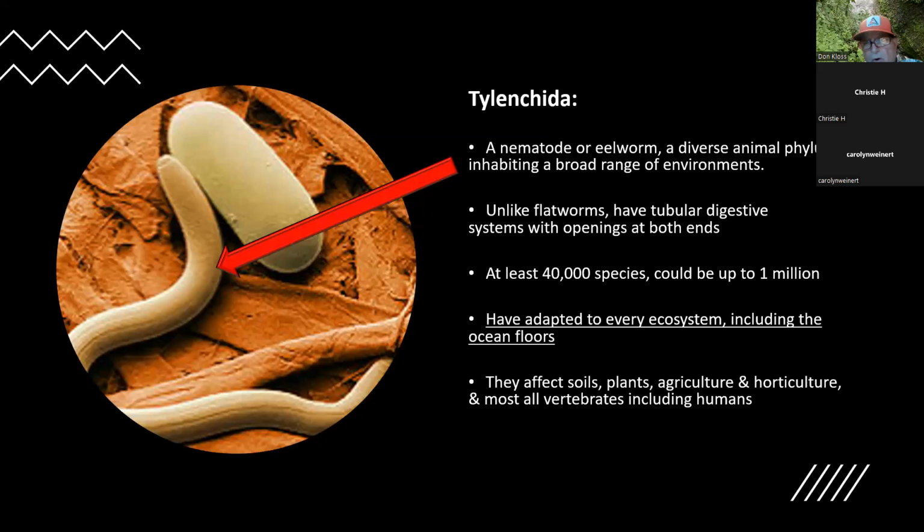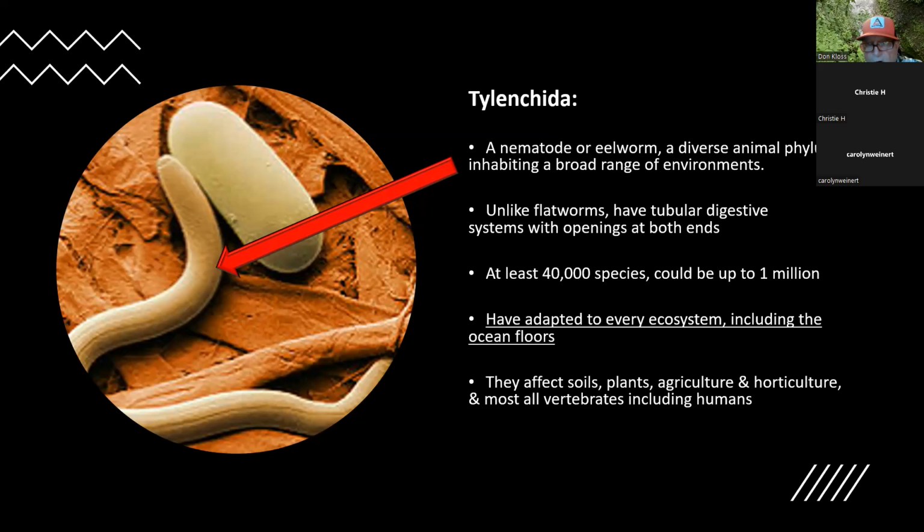So now we move on to something else. This Thailand cheetah, this is very interesting to me. It is a nematode, which means an eelworm, and it is a diverse animal phylum that inhabits a broad range of environments, very broad.